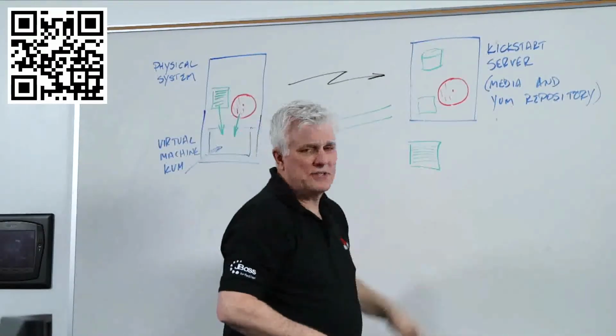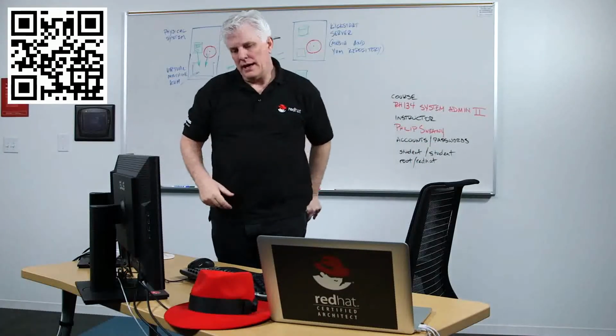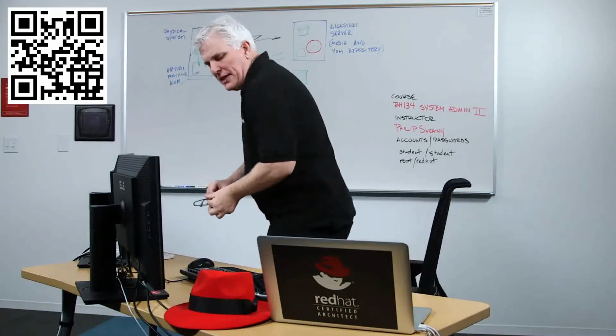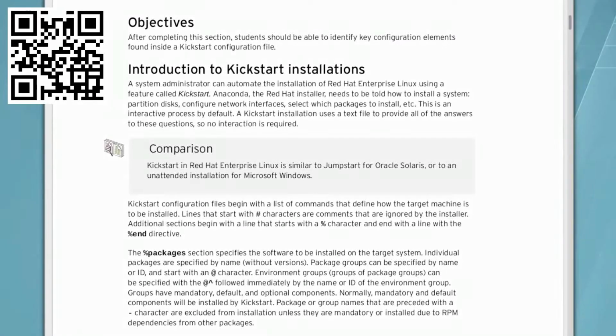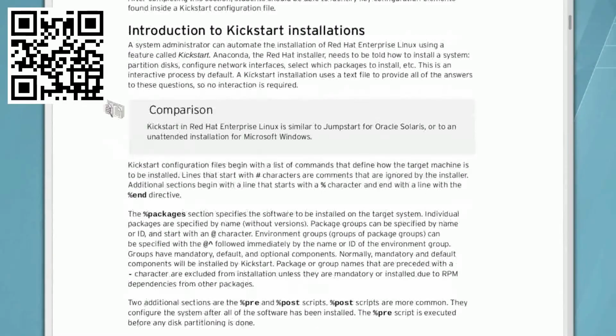So this Kickstart file is kind of important. So let's take a look at the contents. What do we actually have in here? So there are a list of commands that define how the target machine is to be installed. And as they point out here back in the book, anything that starts off with a hash is a comment. Anything that starts off with a % is a directive, that is a section. And you'll notice that these sections begin with some keyword and end with this %end directive. So you'll see that as a section of grouped parameters that belong together.